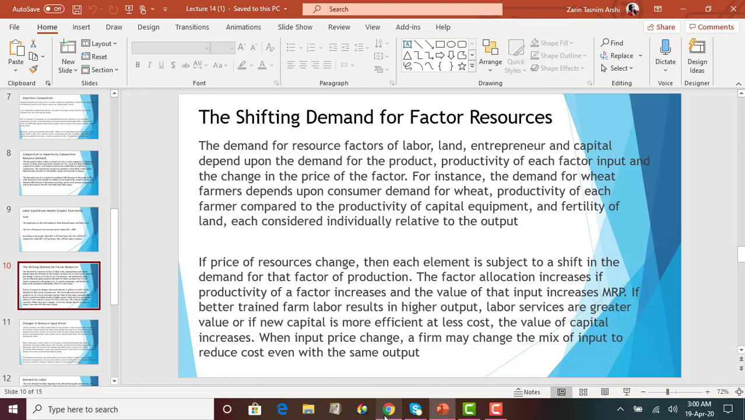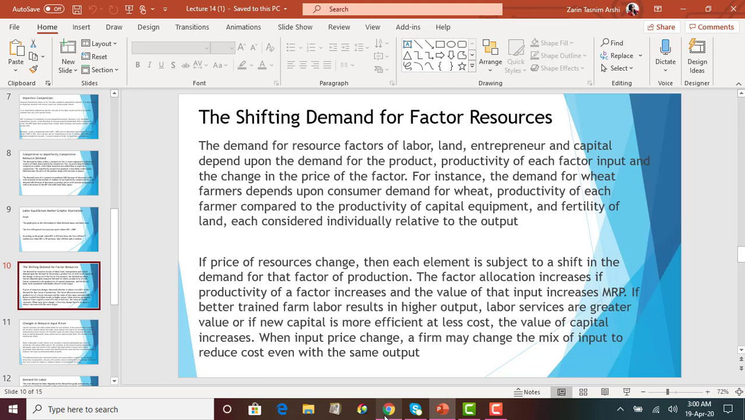the fertility of land, each considered individually relative to the output as well. And the last factor that it depends on is basically the price, or the cost, of that farmer. If the cost of that farmer is high, I will probably demand less. If the cost of the farmer is less, I will demand more. So if the price of a resource changes, then each element is subject to a shift in demand for the factor of production.